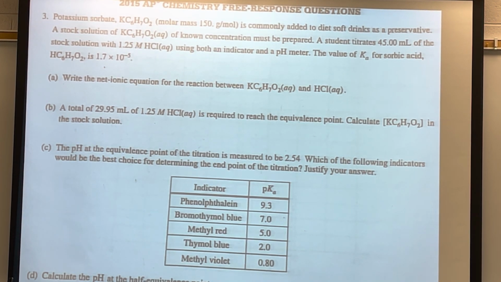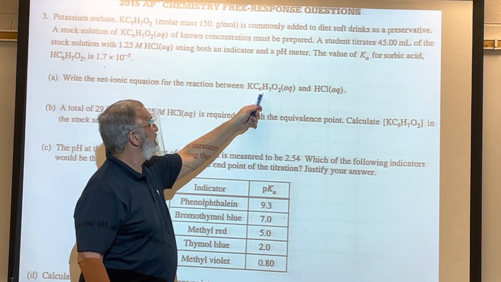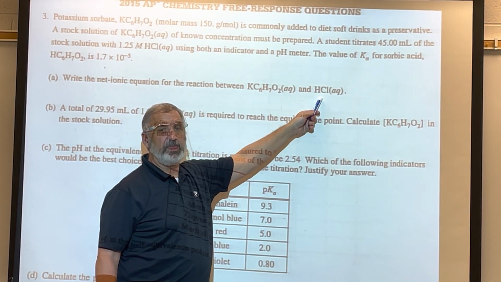A stock solution of potassium sorbate of known concentration must be prepared. A student titrates 45 milliliters of the stock solution with 1.25 molar HCl using both an indicator and a pH meter. The value of Ka for sorbic acid is this. Write the net ionic equation for the reaction of this plus this.